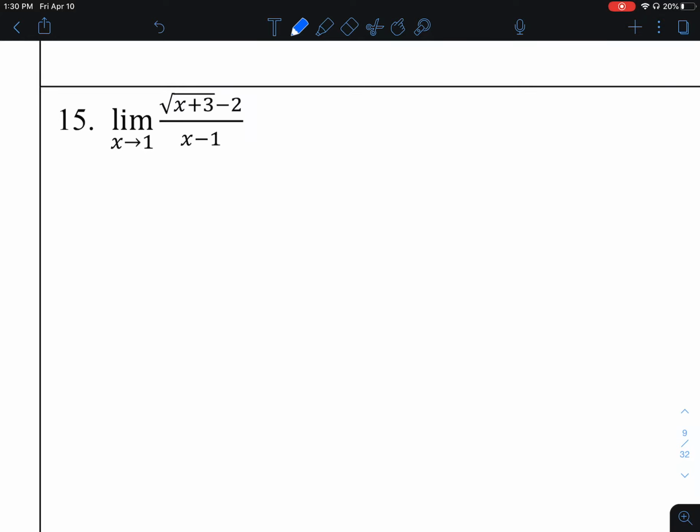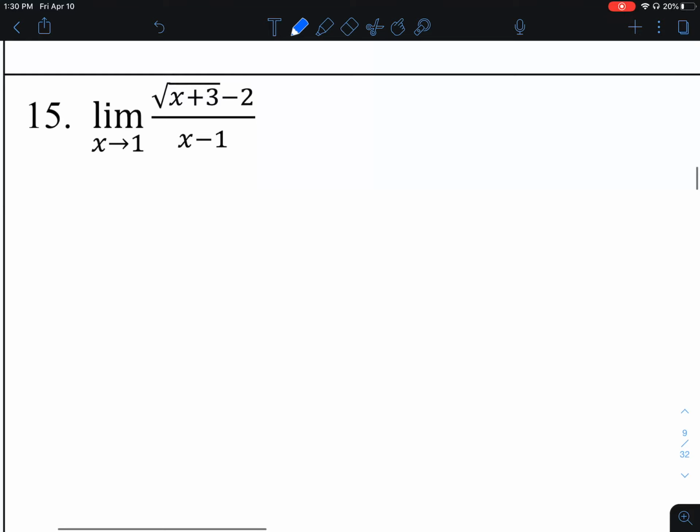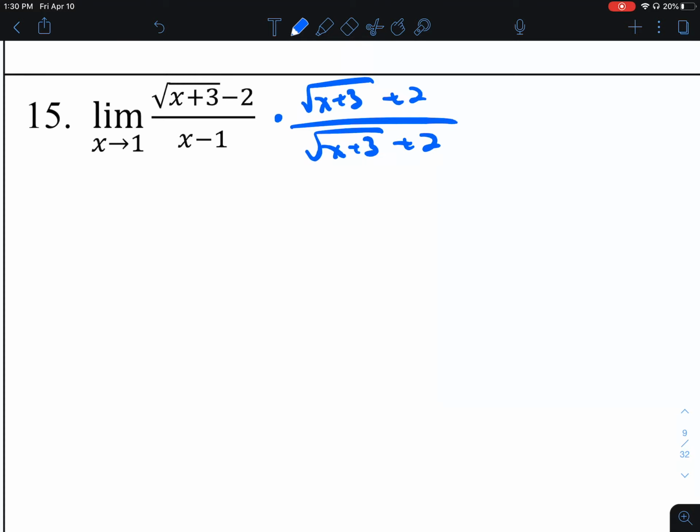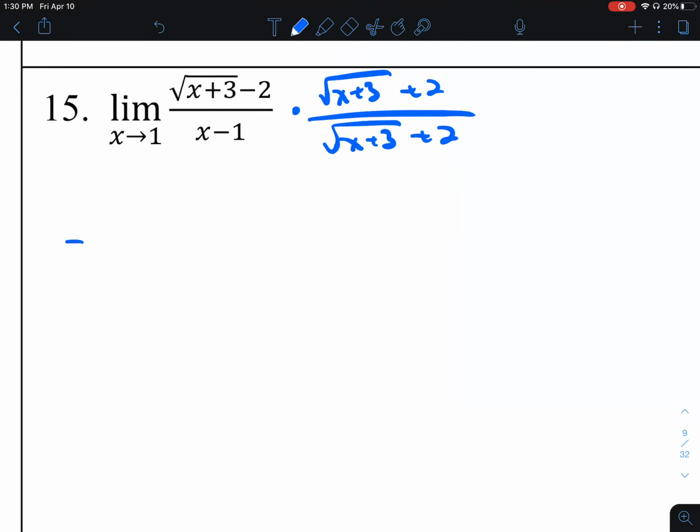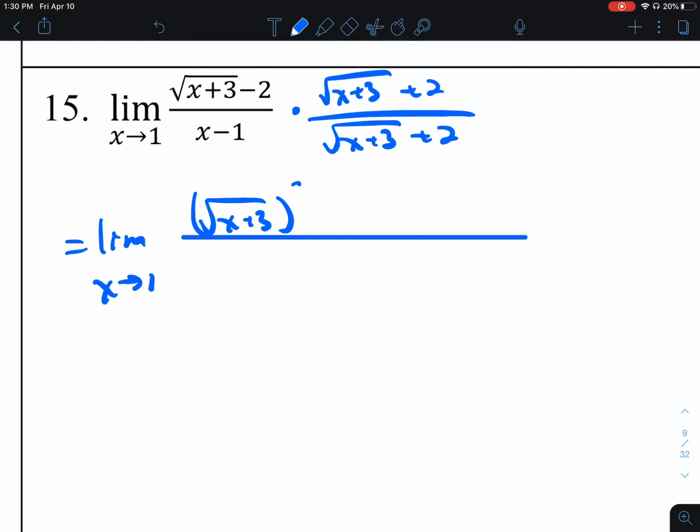15. Let's see, to evaluate this limit, we're going to have to get crazy. We can't evaluate it directly. So we're going to multiply this by 1 in the form of the conjugate of this numerator. When you multiply the two conjugates, you're going to get the first term squared minus the second term squared. We multiply the denominators together, we're just going to leave it as a product. We're not going to actually multiply it out.